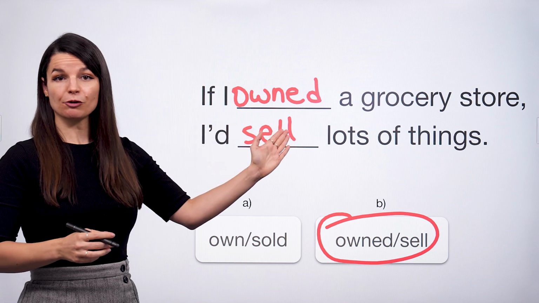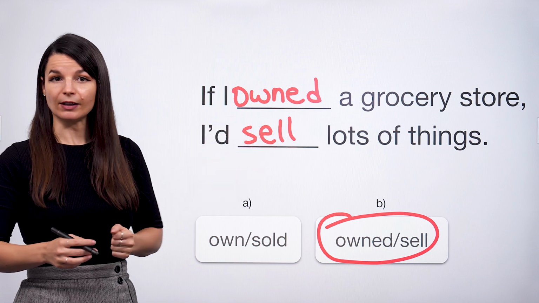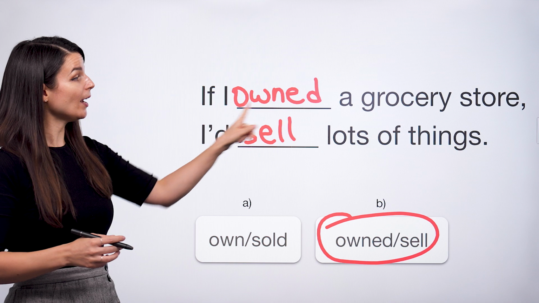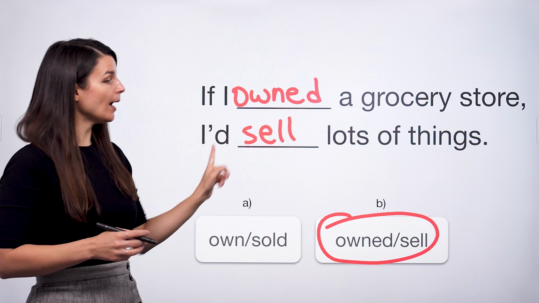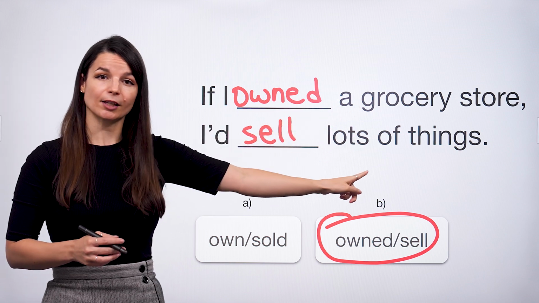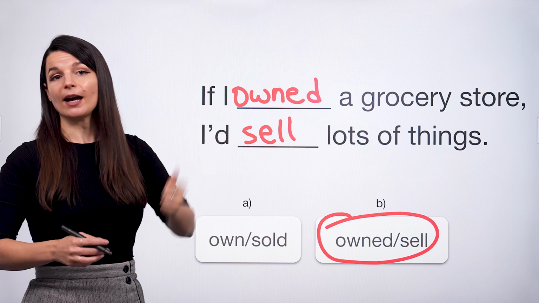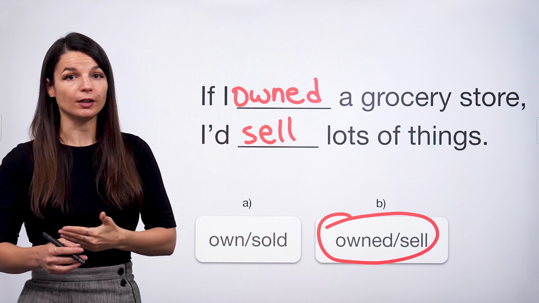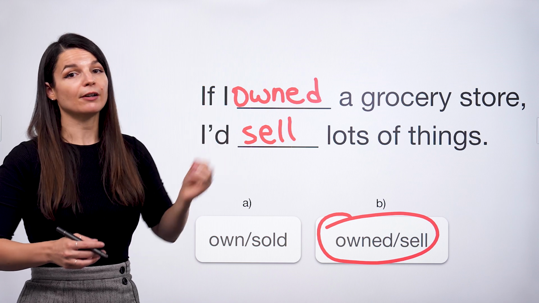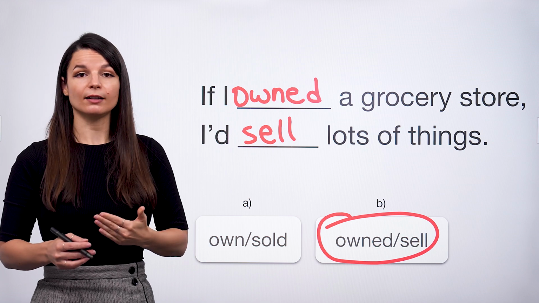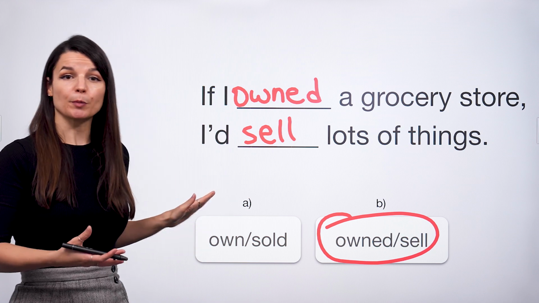If I owned a grocery store, I'd sell lots of things. Owned is the past simple form of to own, and sell is the bare infinitive form of to sell. In the other option, the forms are swapped around.